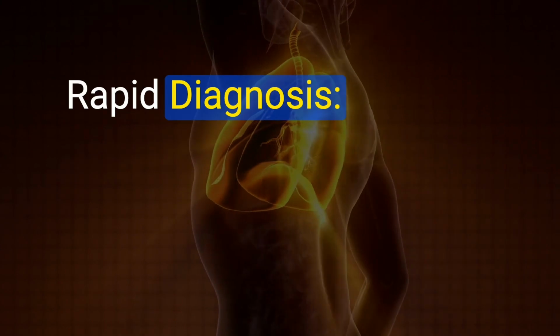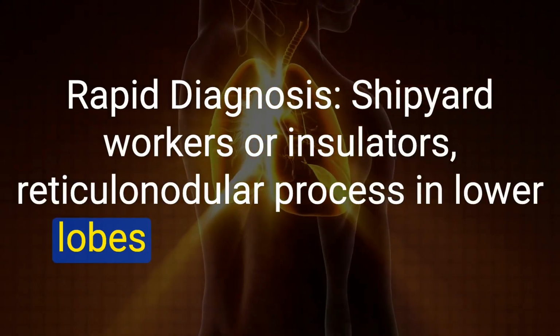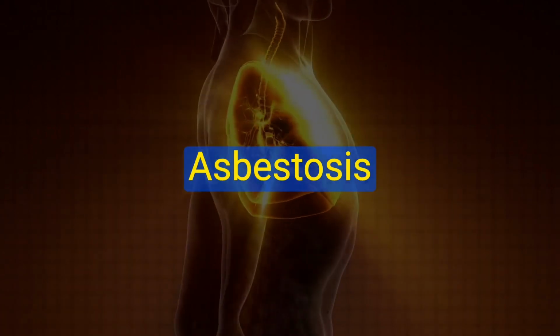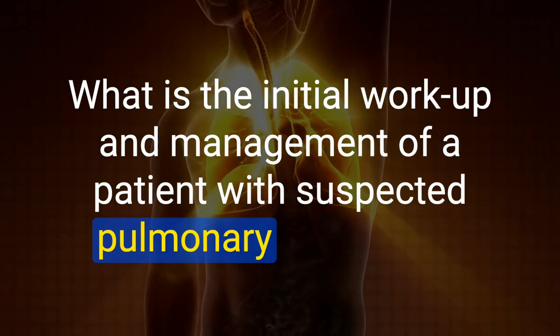95. Rapid diagnosis: shipyard workers or insulators, reticulonodular process in lower lobes with pleural plaques. Asbestosis. 96. What is the initial workup and management of a patient with suspected pulmonary embolism?